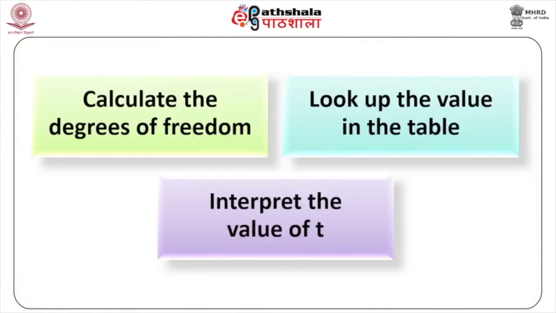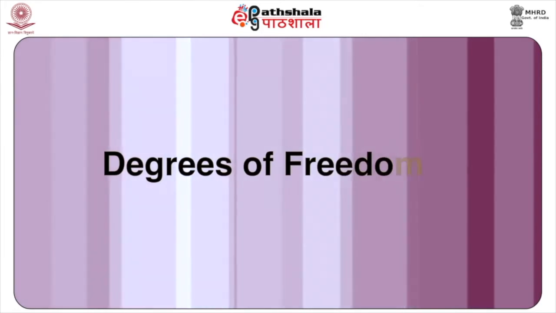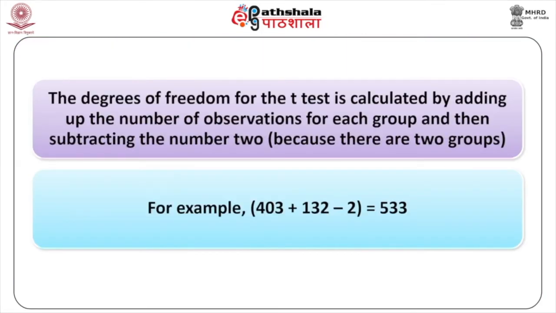To interpret the results, calculate the degrees of freedom, look up the value in the table, and interpret the value of t. Degrees of freedom. The degrees of freedom for the t-test is calculated by adding up the number of observations for each group and then subtracting the number 2, because there are two groups only. For example, we have 403 plus 132 minus 2, which comes out to be 533.